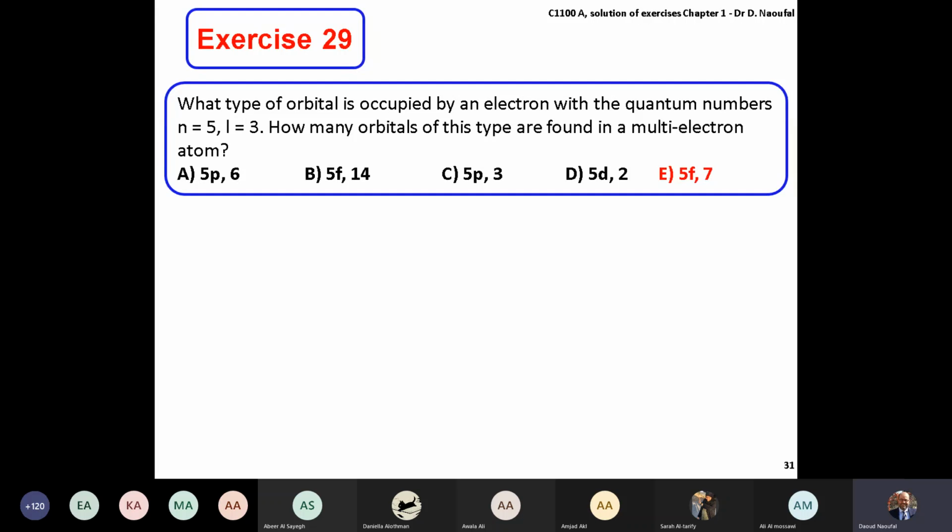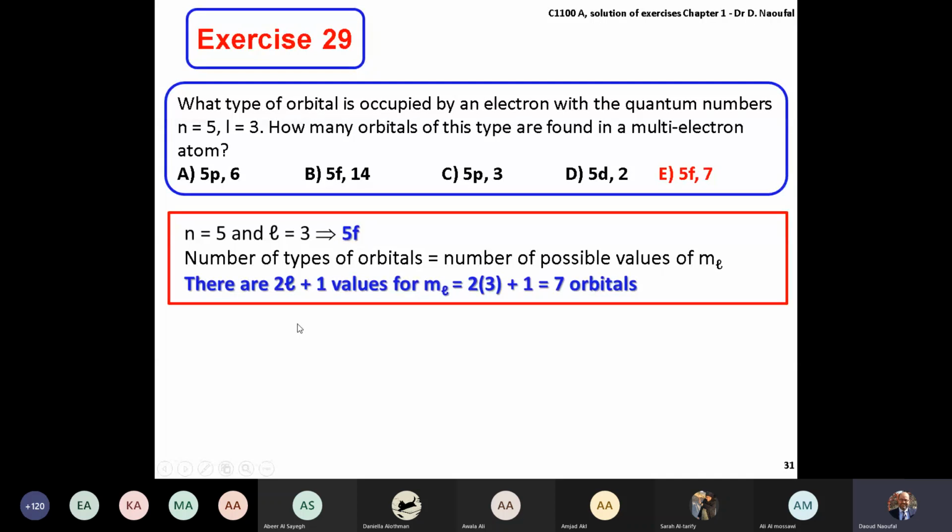So s is 1 orbital containing maximum 2 electrons. p is 3 orbitals containing maximum 6 electrons. d, 5 orbitals containing maximum 10 electrons, and f is 7 orbitals containing maximum 14 electrons. So how many orbitals do we have for n equal 5 and l equal 3? This is 5f, so we have 7 orbitals, and the correct answer in this case is E.